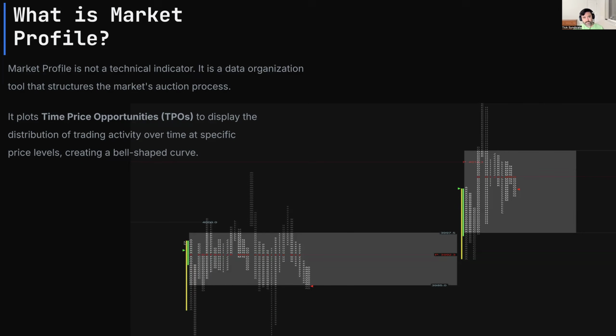Like again, TPO plots time price opportunity to display the distribution of trading activity over time at specific price levels, creating a bell-shaped curve on balance days. So A period is the open. We opened up here, price oscillated a little bit higher before ratcheting lower. B period came in, explored lower and was rejected.